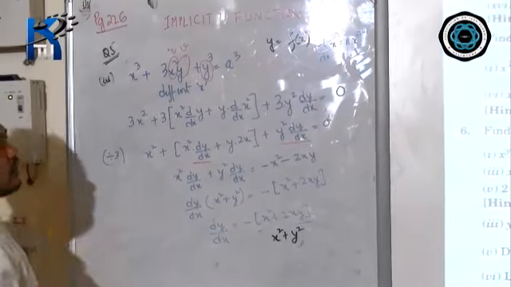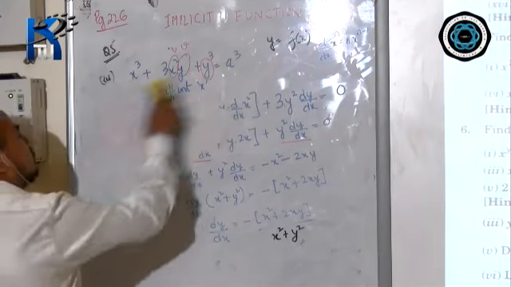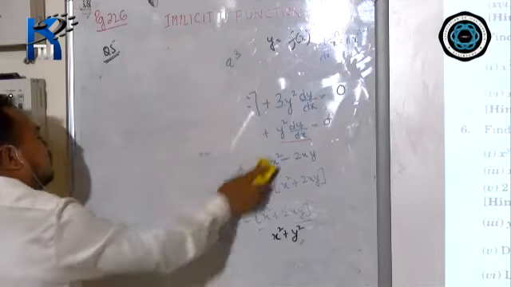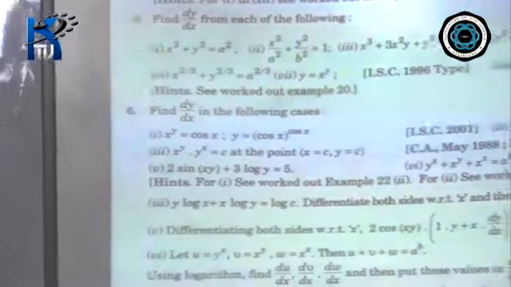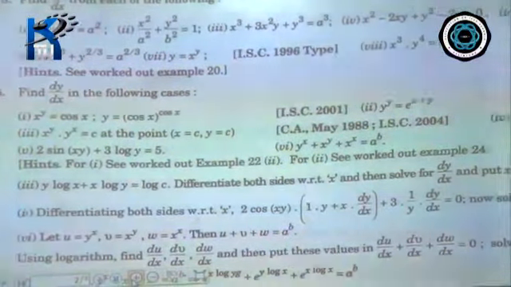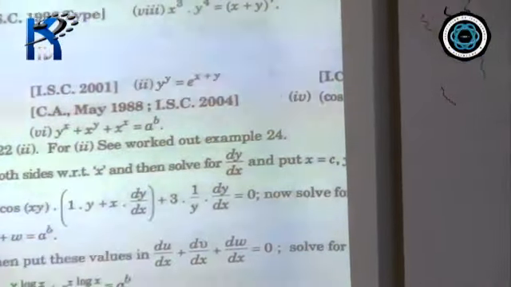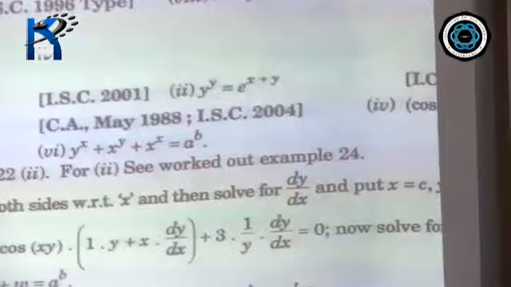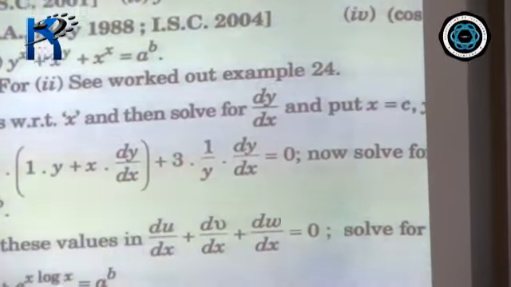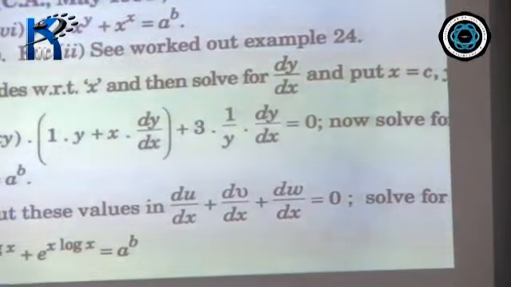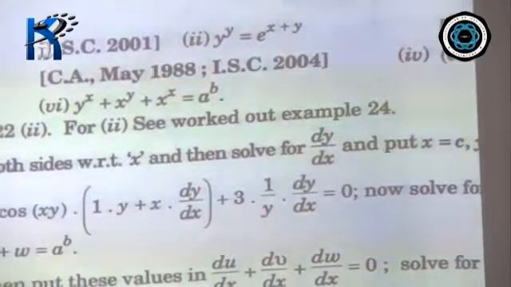Okay, now look at question number 5, subdivision 8. Yeah, 8. Question number 5, subdivision 8. The question is x to the power 3, y to the power 4 equal to x plus y whole to the power 7. Now, I need to differentiate this.